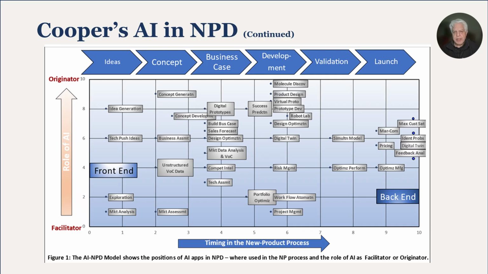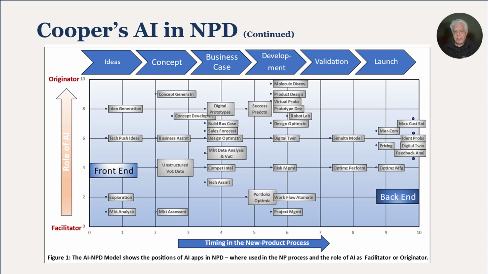Take a close look at this diagram from Cooper's paper. This is one of the more important visuals you'll see in this course. The horizontal axis shows timing across the entire product development process, from the fuzzy front end on the left through ideas, concept, business case, development, validation, all the way to the launch on the right. The vertical axis shows the role AI plays, ranging from facilitator at the bottom, where it assists humans, all the way up to originator at the top, where AI is actually generating new ideas and making decisions independently.